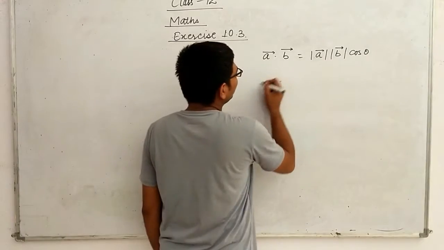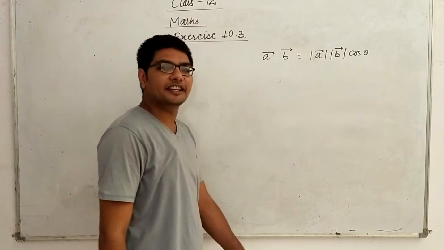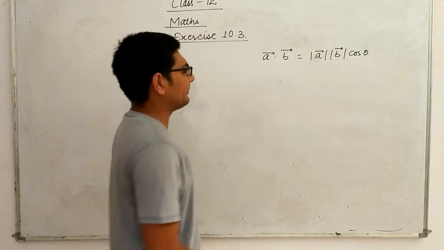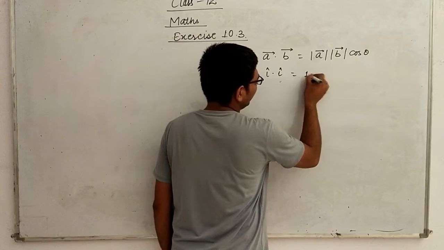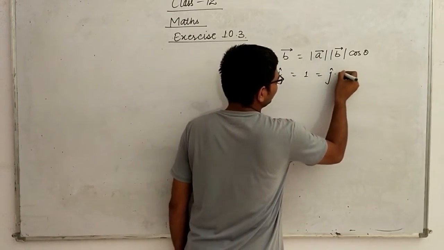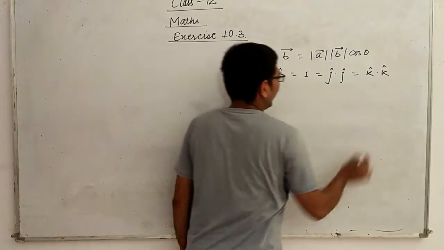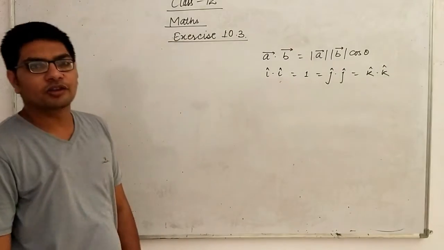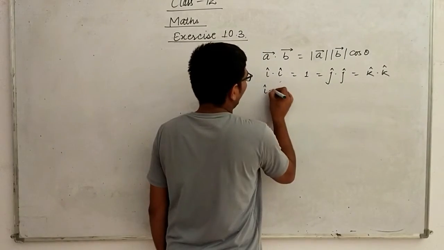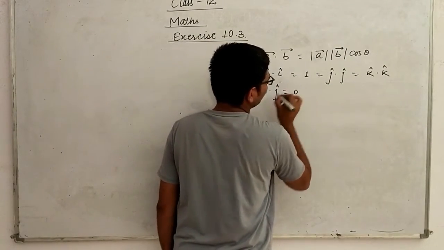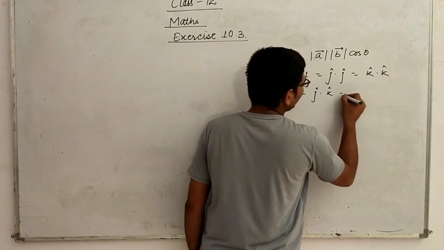And the dot product is done in such a manner that their respective components get multiplied. Means I dot I is 1, which is also equal to J dot J and K dot K. And the dot product of perpendicular vectors is 0. So your I dot J is equal to 0, which is also equal to J dot K or K dot I.